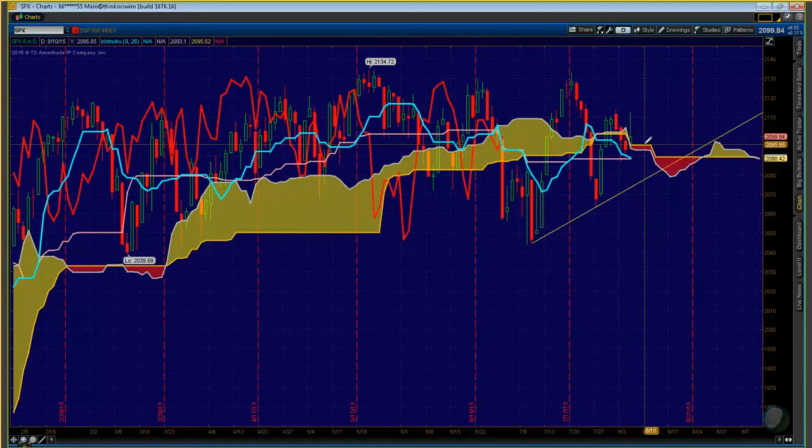It's a support on Span B of the Kumo. And if we travel back on Span B to see if there are any correlations, we have a flat Kijun-sen back here, which lends credence to this having been a past support level.